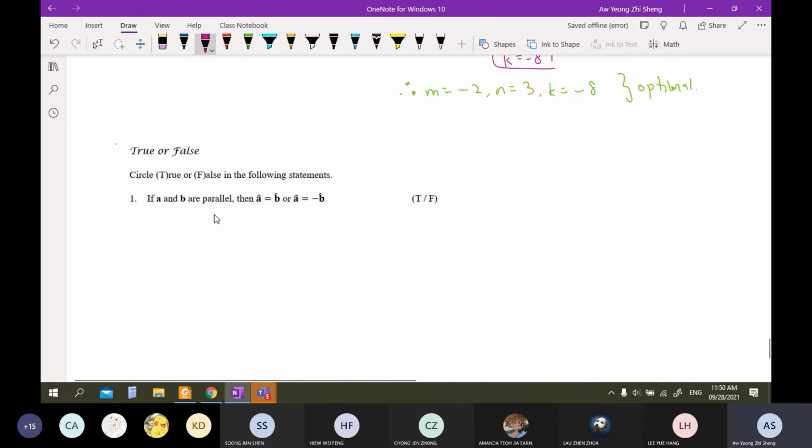If a and b are parallel, then a hat equals b hat or a hat equals minus b hat. Is this a true or false statement? Let's recall, if a and b are parallel, there are actually two possibilities. You can have a and b having the same direction, or you can have a and b in opposite directions.